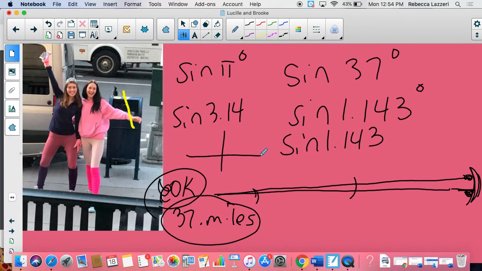1 radian is almost, it's not quite, but it's almost 60 degrees. 1 radian is about 57 point something degrees. So you better be sure you know what mode you're in if you're calculating something, because if your calculator's in degrees, you'll find a completely different opposite over hypotenuse than you would if you're in radians.